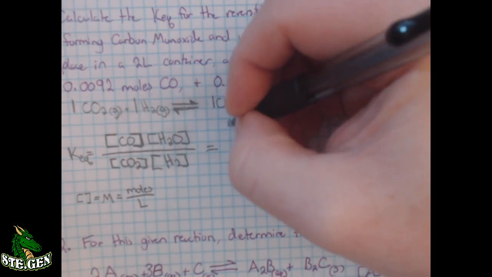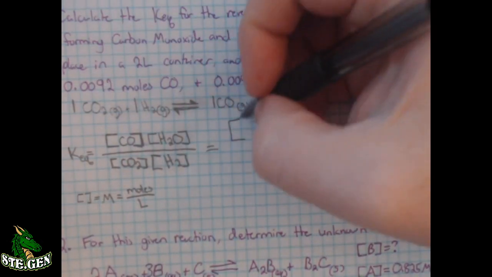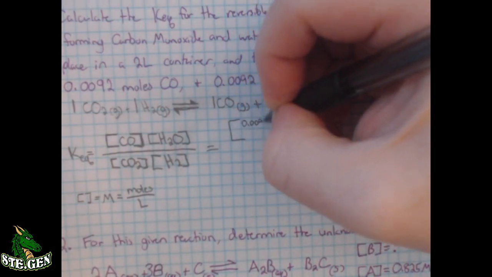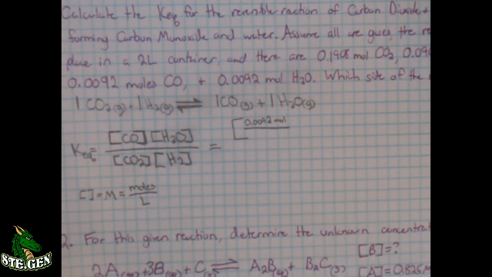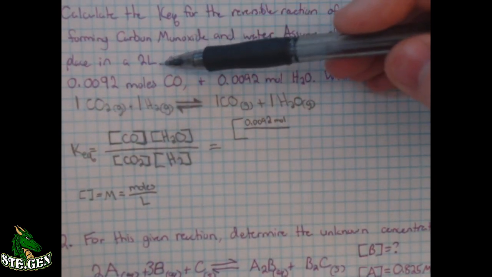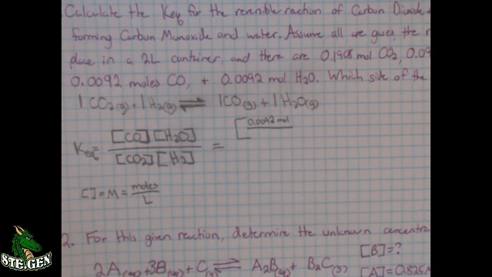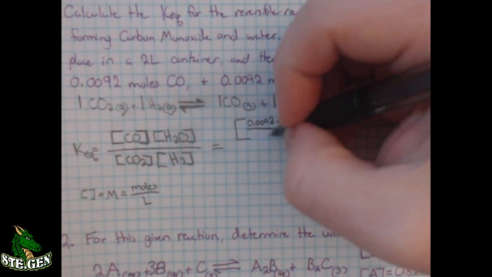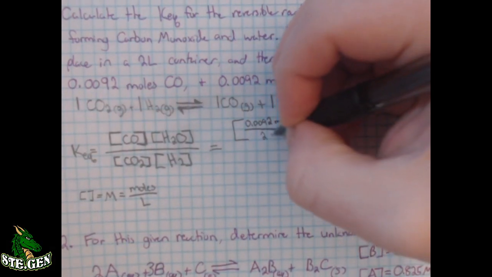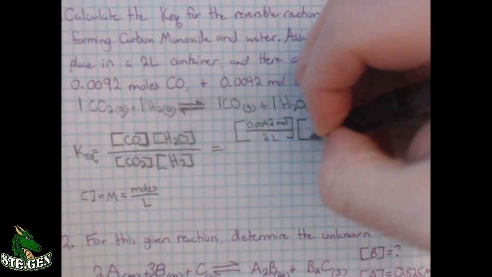So for first one, I've got bracket. This is where my CO is. I've got 0.0092 moles, and then it's inside of a container that has 2 liters. Now you might go, well, if the container is 2 liters, how do we know that it is occupying 2 liters of space? Remember, it's a gas, so gases are going to expand to fill up their containers. So we can go ahead and just assume, well, those moles have to be evenly or somewhat evenly distributed inside of those 2 liters.